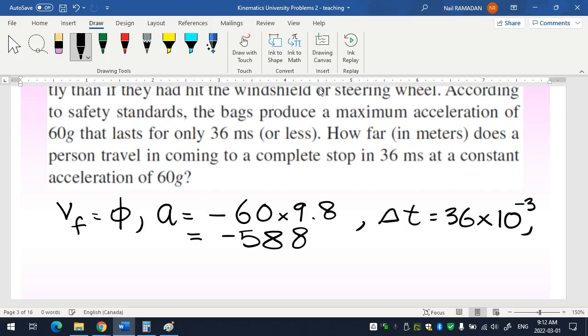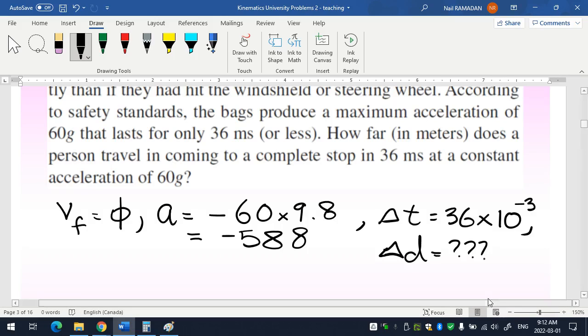And with VF, A, and delta T, is the question asking for the initial speed or for the distance it took to stop? How far, in meters. That's fine. So we need delta D equals question mark. What is missing from this list? VI. Which equation is missing VI? Wow, first time to use that. Number 4, because number 4 is the only one concerned with purely VF, not the VI.